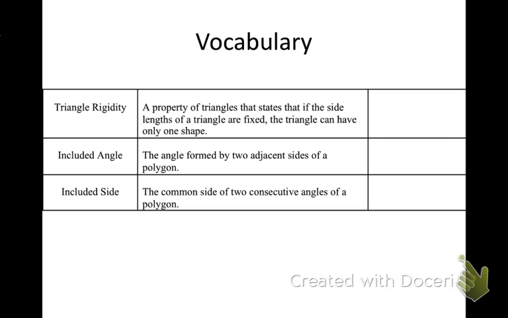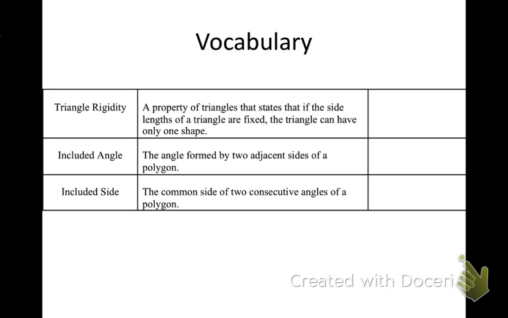The first vocab term is called triangle rigidity. All right, not super that we use a lot, but just have the understanding of what triangle rigidity means. It's a property of triangles that states that if the side lengths of a triangle are fixed, the triangle can have only one shape. Okay, so if the triangle's side lengths are fixed, the triangle can have only one shape.